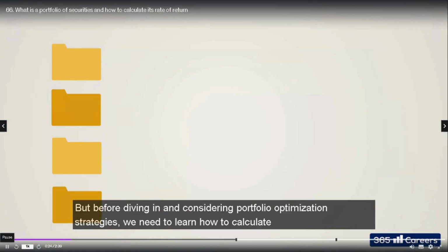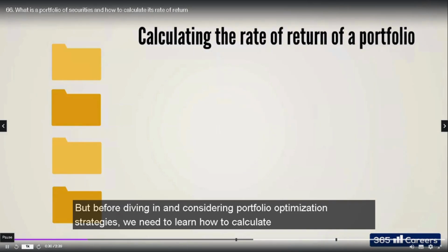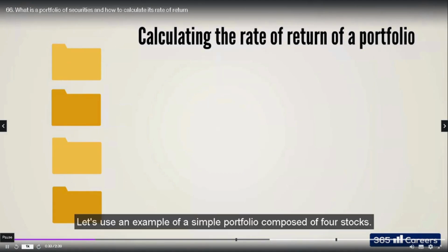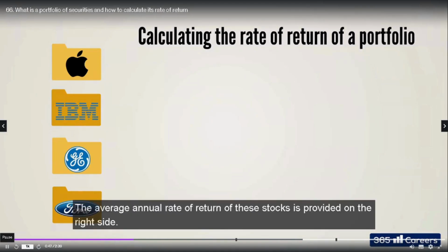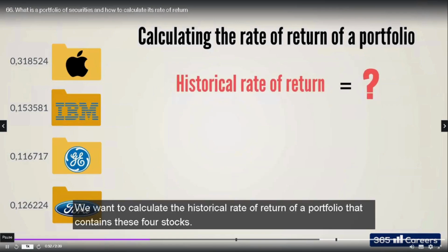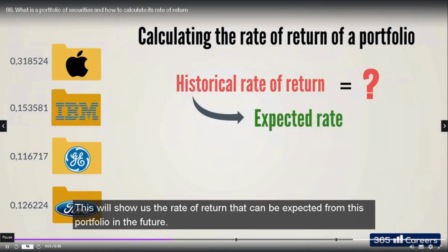But before diving in and considering portfolio optimization strategies, we need to learn how to calculate the rate of return of a portfolio. Let's use an example of a simple portfolio composed of 4 stocks. The 4 equity stocks are Apple, IBM, GE, and the Ford Motor Company. The average annual rate of return of these stocks is provided on the right side. We want to calculate the historical rate of return of a portfolio that contains these 4 stocks. This will show us the rate of return that can be expected from this portfolio in the future.